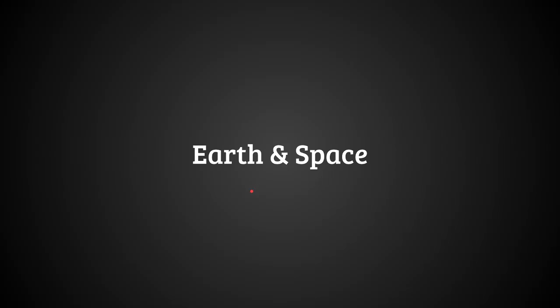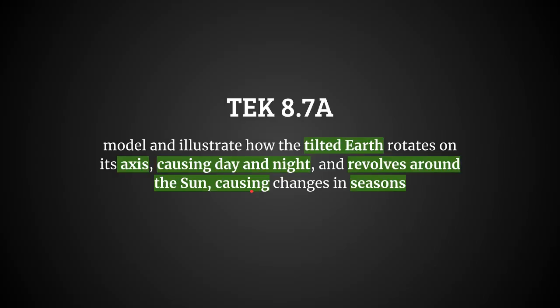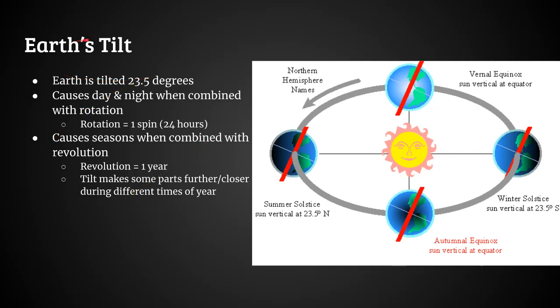Moving on to our next category, Earth and Space. TEAC 8.7a: the tilted Earth axis causes day and night, and revolving around the sun causes seasons. We see here that Earth has a tilt of 23.5 degrees, which causes day and night when combined with rotation. As the Earth rotates, it spins, every 24 hours. That gives us our day and night. And then seasons are caused by a revolution around the sun, which takes 1 year. The tilt means that some parts of the Earth are further or closer during different times of the year.